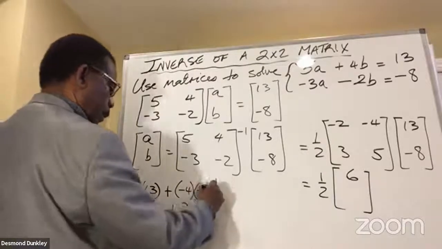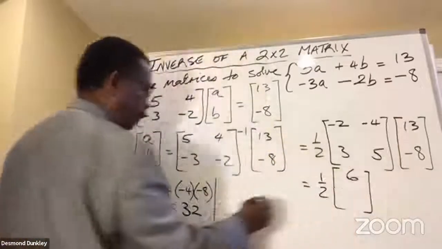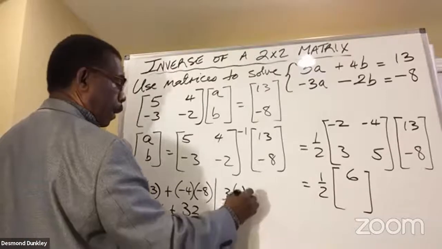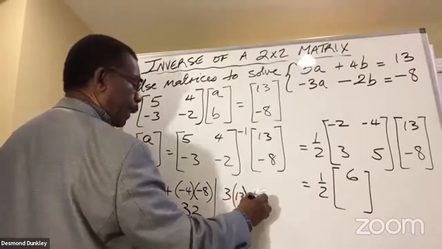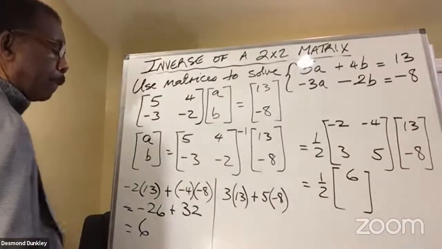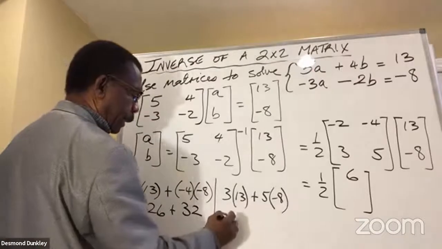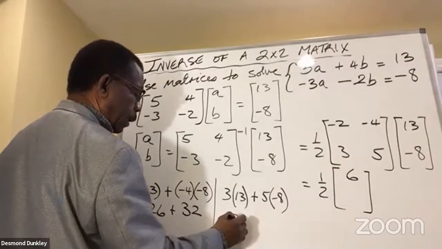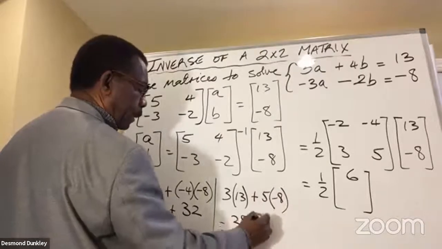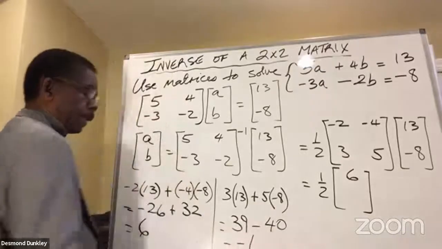Now, we're going to go to the second row, first column. So it's 3 times 13 plus 5 times negative 8. Okay, what do we get? 3 times 13 is 39. 5 times negative 8 is negative 40. So that gives me negative 1.